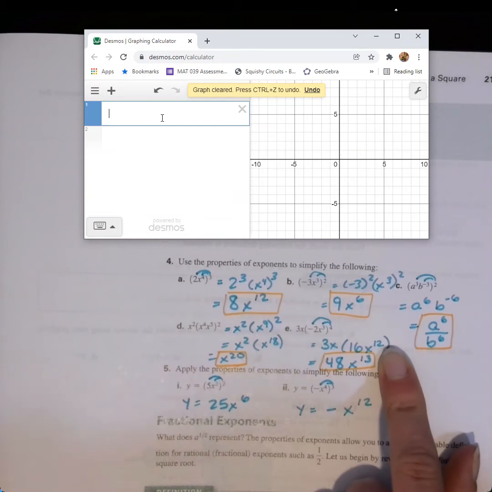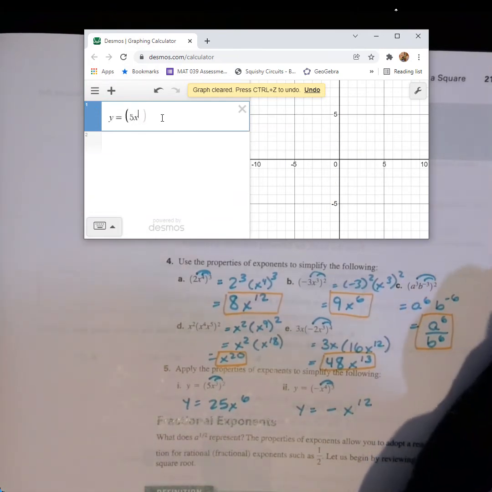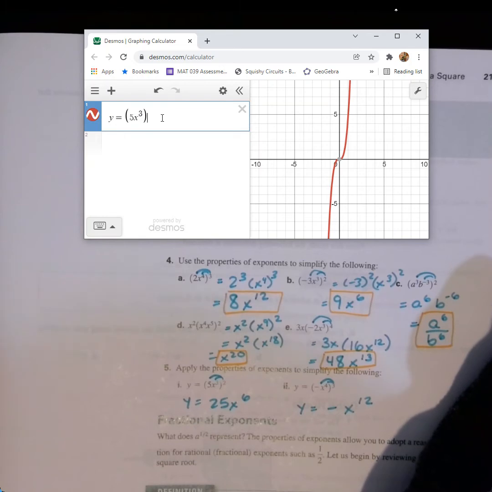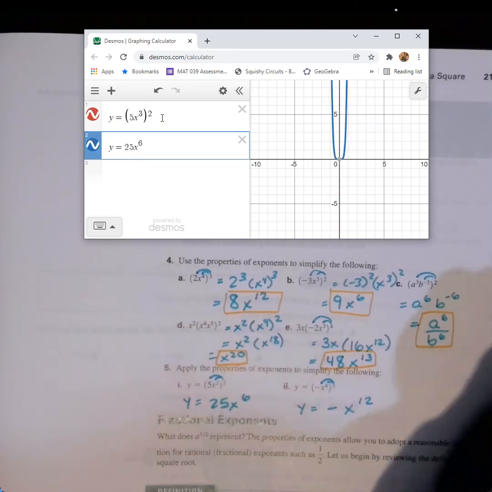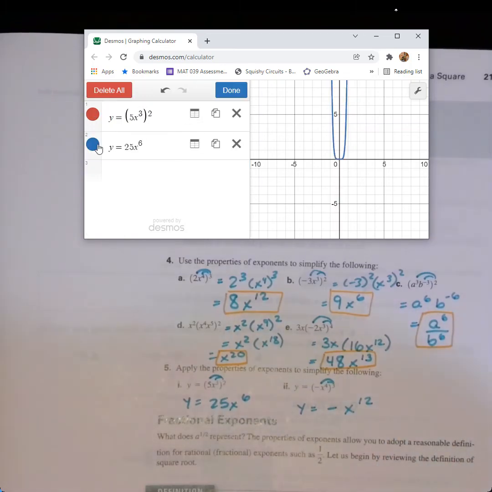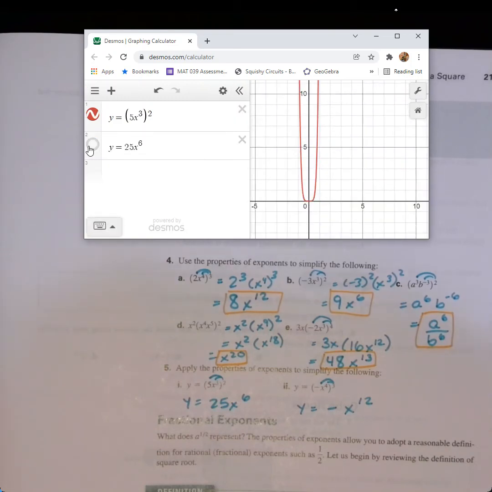let's show that y equals parentheses 5x to the 3rd squared looks the same as the graph of 25x to the 6th. So we can, again, just visually verify that our result matches up to the original. The dotted line from the result matches up with the original.